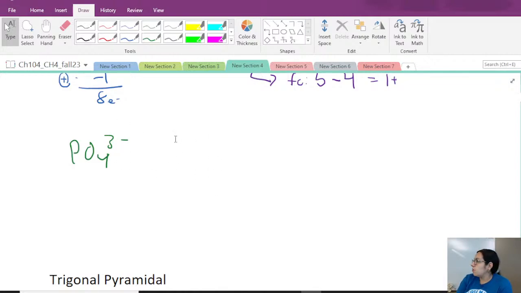Would someone want to put PO4 3- phosphate on the board for us? You going for it? Here's another marker too. I just want them to be dark enough to see.